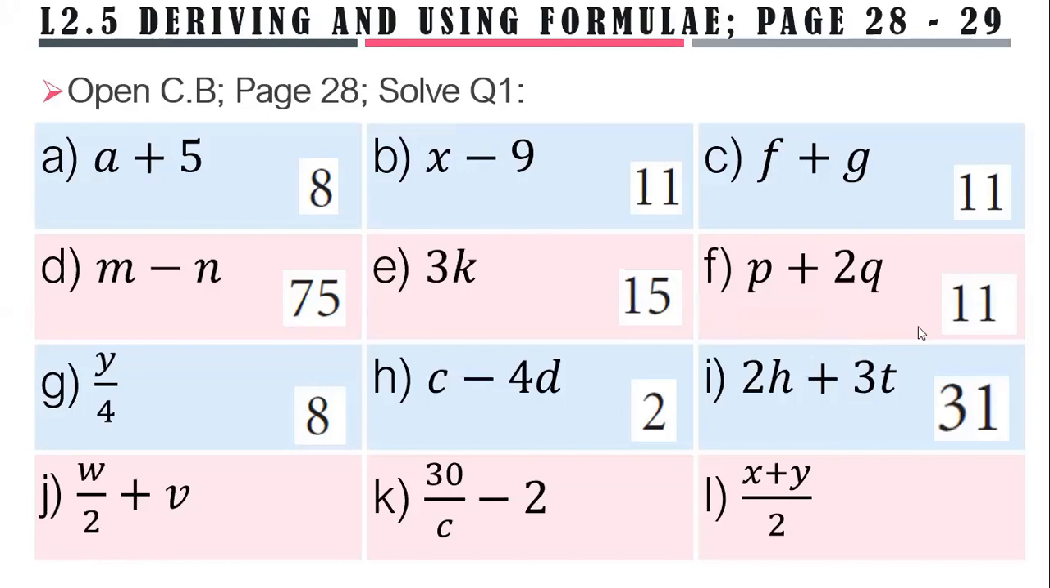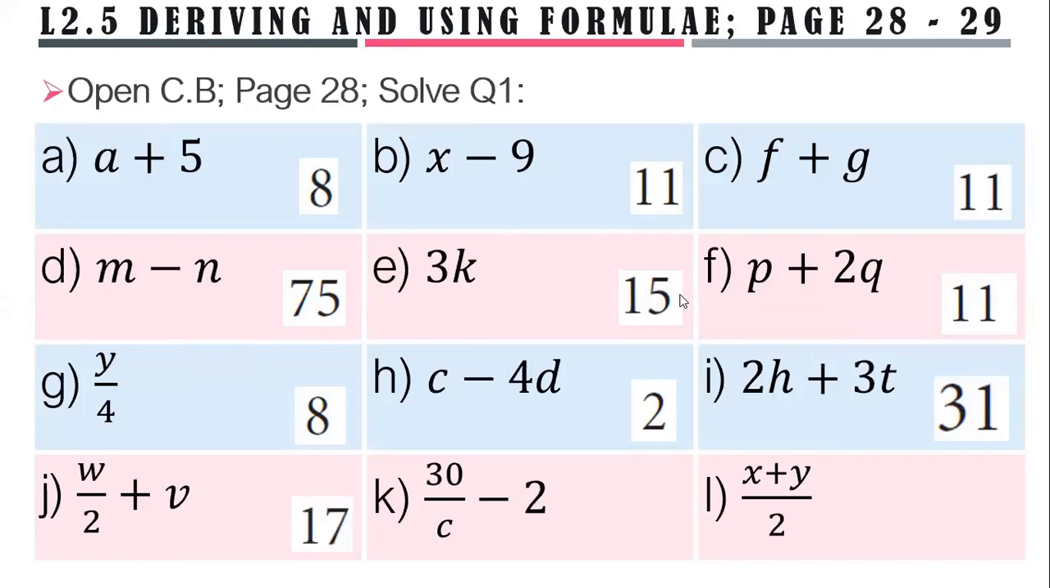And next one, Zaid Qrea. Okay. J, W over 2 plus V, when W is 16 and V is 9. Okay. 16 divided by 2. Excellent. 8 plus 9 equals 17. Excellent job. Thank you very much.